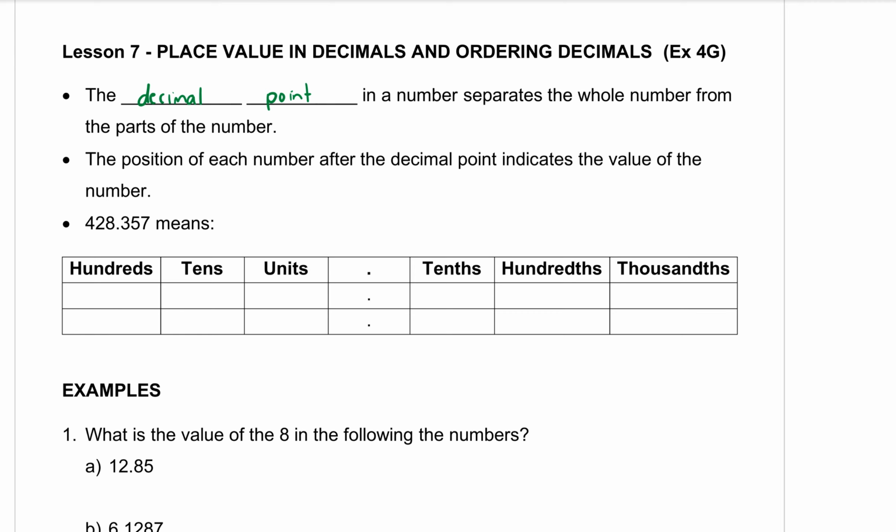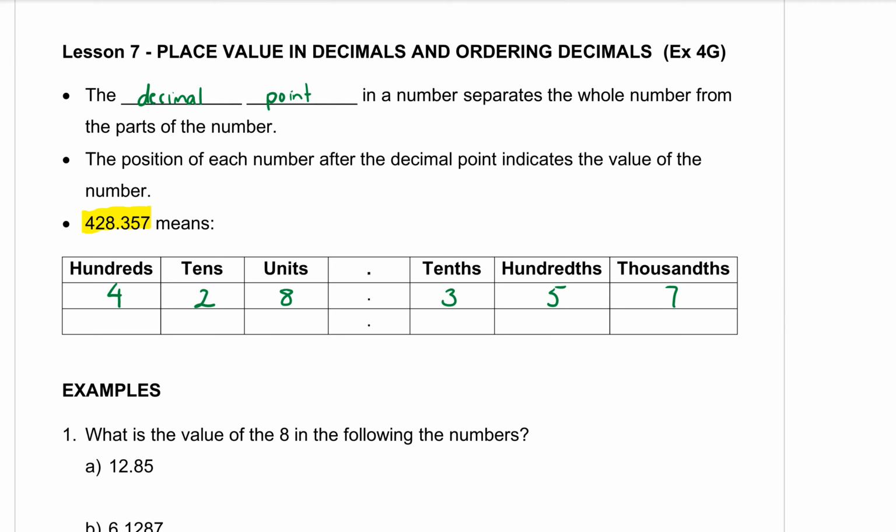So we're going to look at this number here, 428.357. Now we're going to break that into this place value chart here. We have got 4 in the hundreds, we've got 2 in the tens, we've got 8 units, or you can also call those ones. Then we have the decimal point. We have 3 tenths, 5 hundredths, and 7 in the thousandths place.